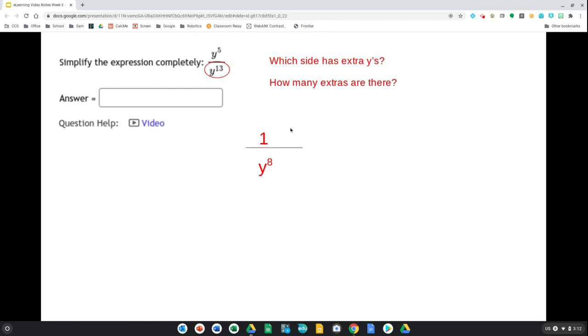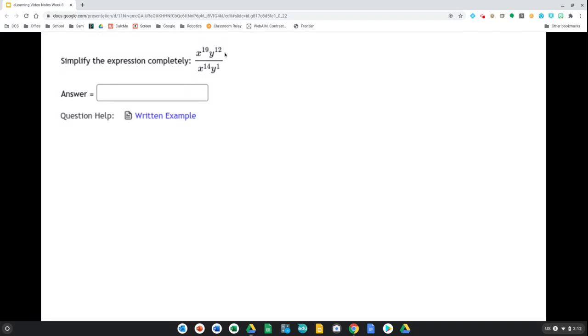So if there's nothing there, that's where we put a 1. Okay, let's try it with another one that's got a little bit more stuff going on. So here we've got x's and y's. We're going to break this problem down. We're going to look at it piece by piece.